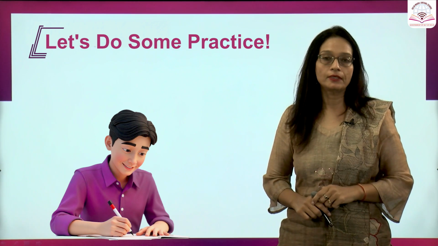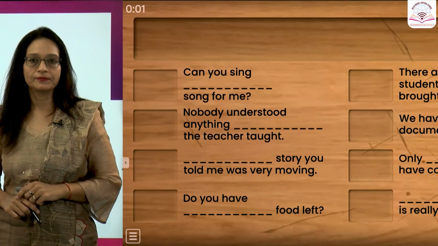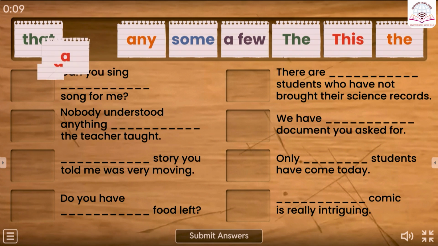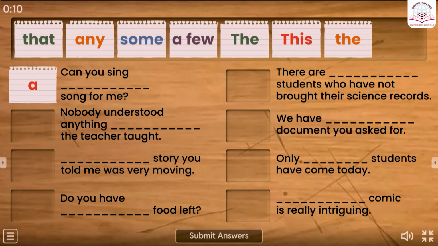Now let us do another activity which will help us understand how to use the determiners correctly. We have some sentences and there are some options that you can see on the top. So our first sentence is, can you sing dash song for me? I would pick a and place it here. Let's move to the next sentence. Nobody understood anything dash the teacher taught. I will go with that.